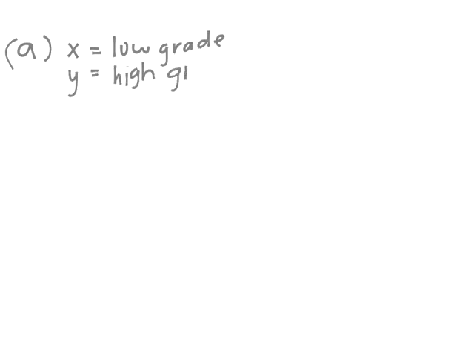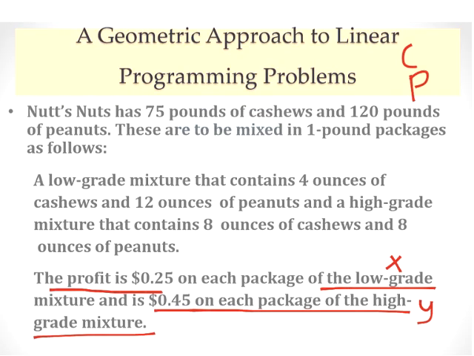Okay, now we go with the first one, A. We know that our X and our Y are the variables for our product. X is for low grade, Y is our high grade. Once we know we have X and Y, we need to go with our limitation. Limitation is in terms of the raw materials or whatever we have. So the limitation here is the cashews and the peanuts, and we need to include cashews and peanuts in each of our products.